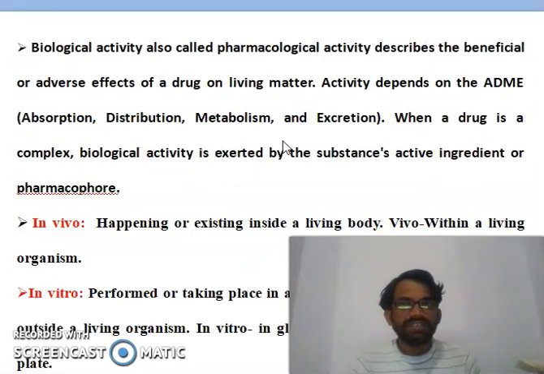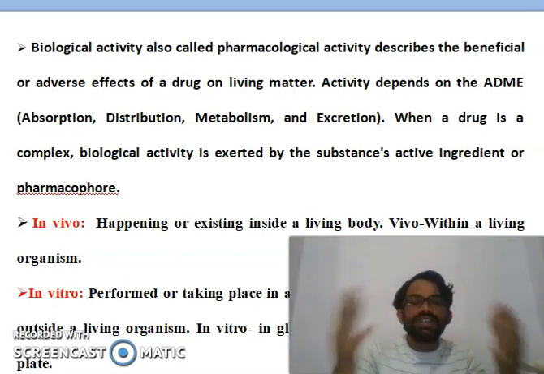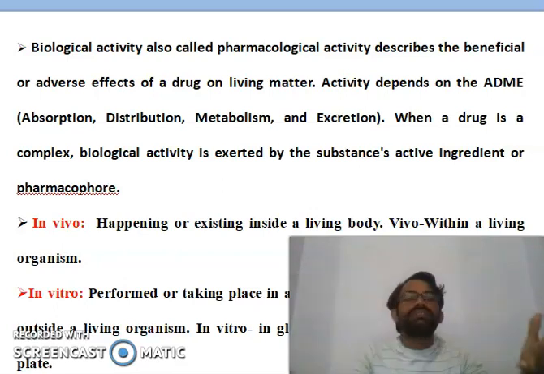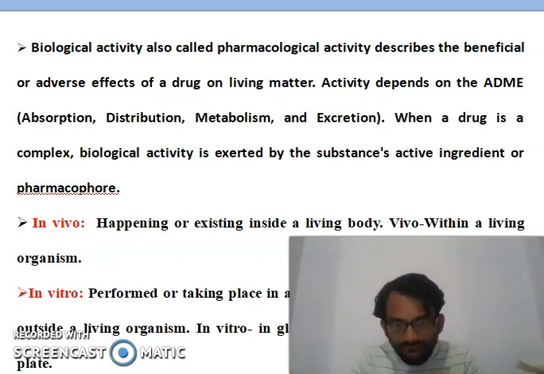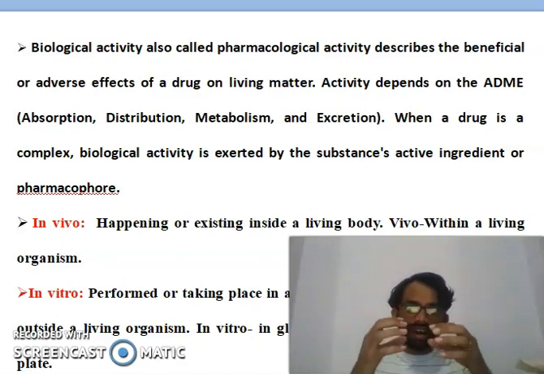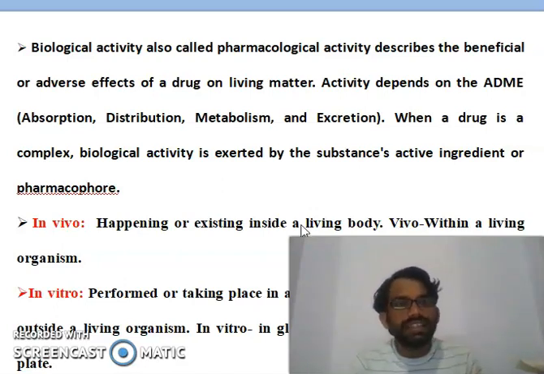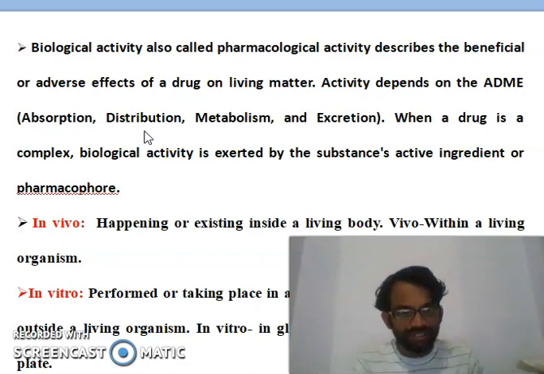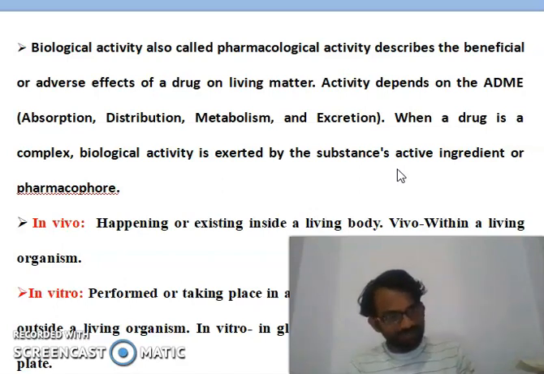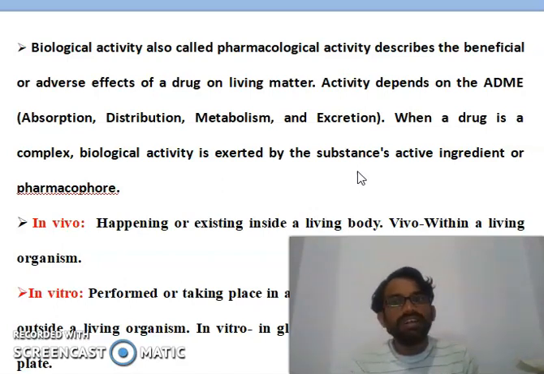You can see the next one. Biological activity is also called pharmacological activity. Simply, you can say biological activity means nothing but pharmacological activity. It describes the beneficial and adverse effects of a drug on living matter. The activity depends on ADME: absorption, distribution, metabolism and excretion. So when the drug is complex, the biological activity is exerted by the active ingredient of the substance or by chromophores.